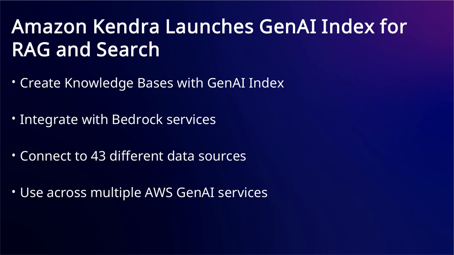Organizations struggle to build accurate and flexible search experiences for generative AI applications. Amazon Kendra's new Gen AI Index addresses this by providing a high-accuracy search index for RAG and intelligent search. You can create knowledge bases using the Gen AI Index as a managed retriever. You can integrate these with other Bedrock services to build advanced Gen AI applications. The index connects to 43 data sources for easy content ingestion. You can use the index content across multiple AWS generative AI services, enhancing flexibility for different use cases.